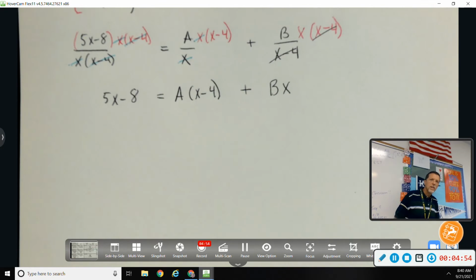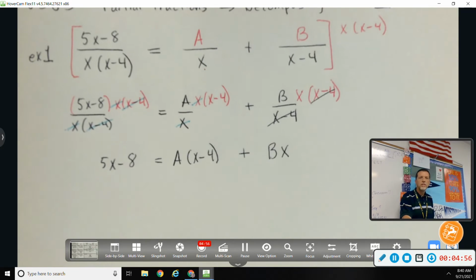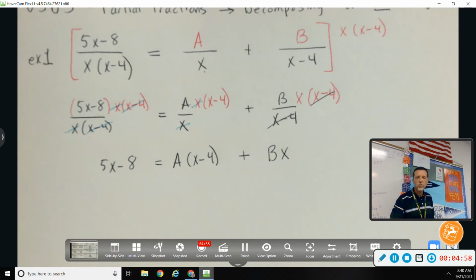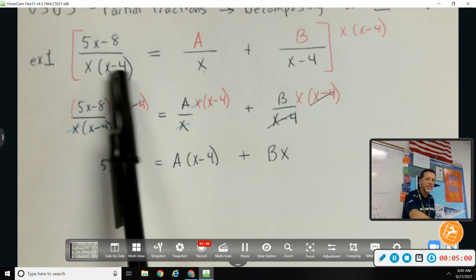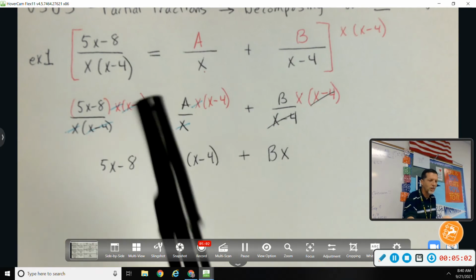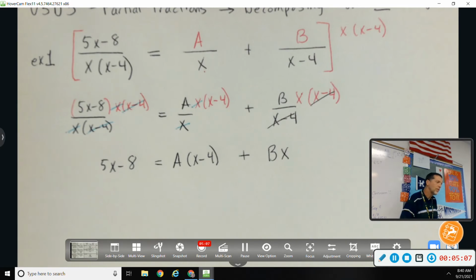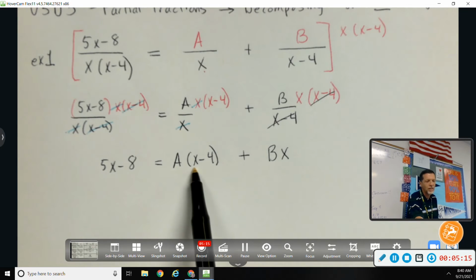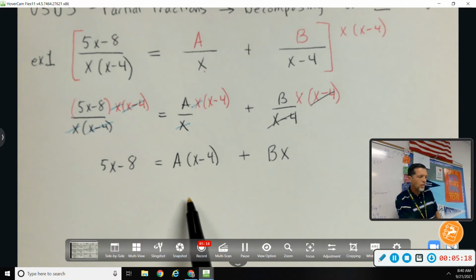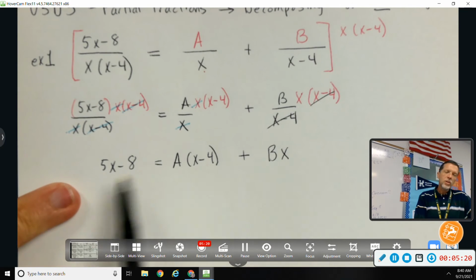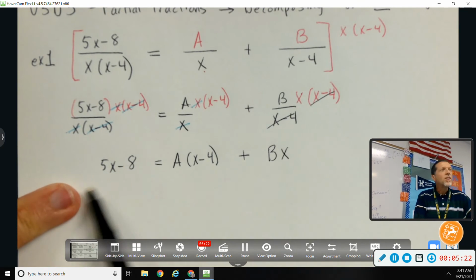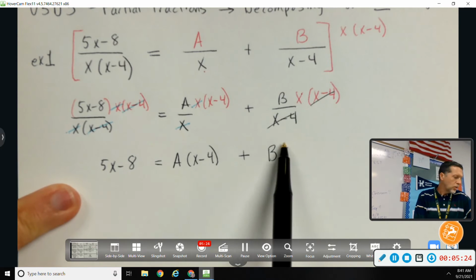So that's sort of, Crystal, what you were trying to get at earlier when we first wrote this. You were trying to think out loud. Well, a times x minus 4 and b times x has to equal 5x minus 8. You're right. That's a lot to just hold in your brain, because now I've got two unknowns. Well, I guess three, because I don't know what x is, I don't know what a is, I don't know what b is. But this is supposed to be true for every value of x. For any value of x I pick, this is supposed to work.